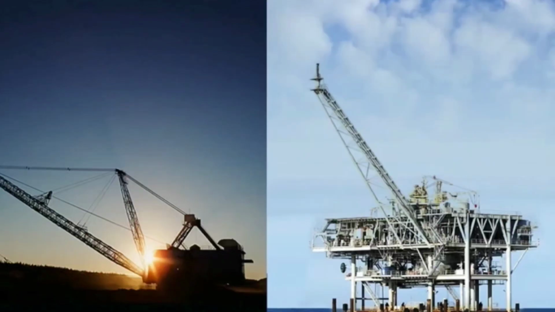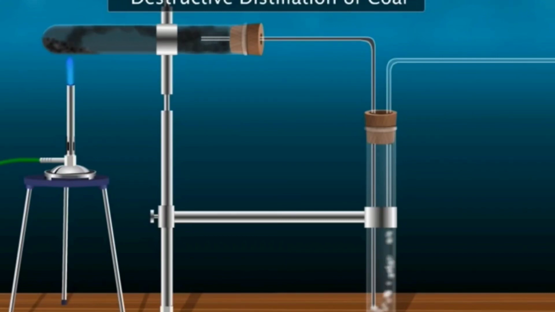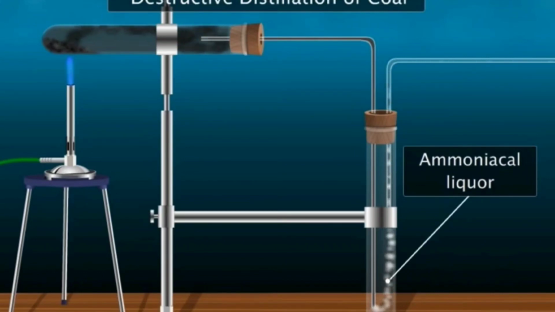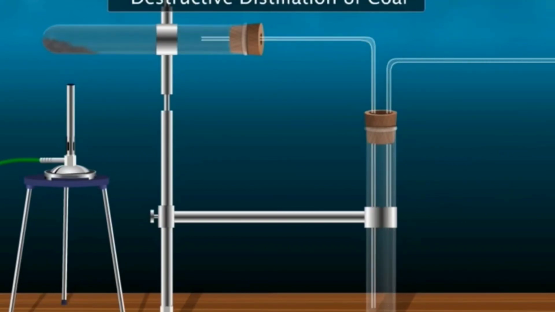The extracted fossil fuels are treated to form various components. During the destructive distillation of coal, powdered coal is heated in the absence of oxygen to obtain useful products like coal tar, ammonia, coal gas, and coke.